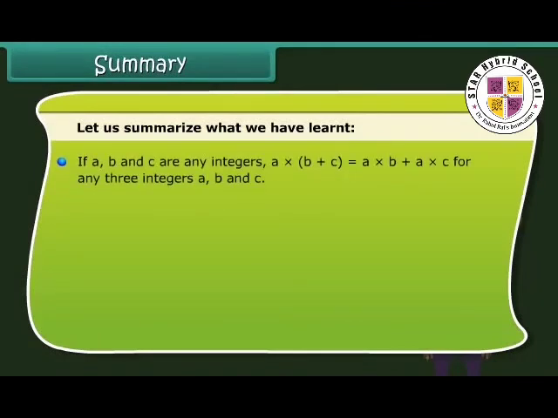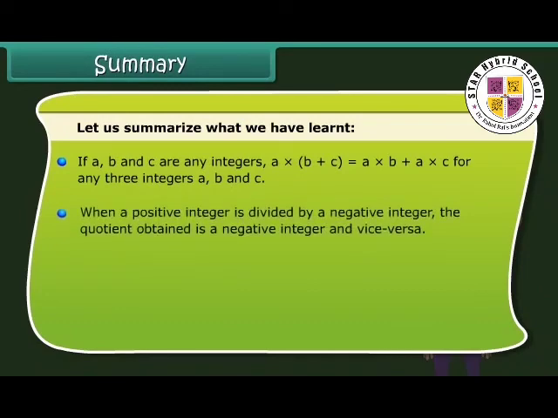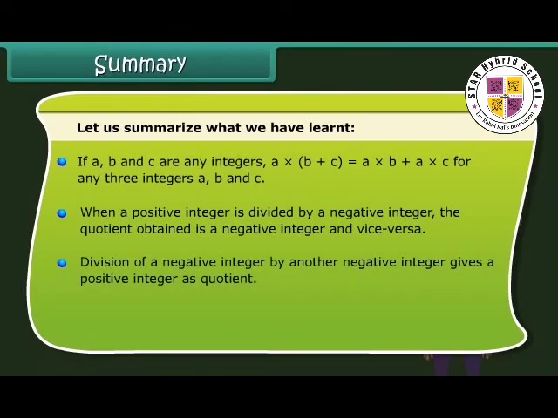If a, b and c are any integers, a into (b plus c) is equal to a into b plus a into c. When a positive integer is divided by a negative integer, the quotient obtained is a negative integer and vice versa. Division of a negative integer by another negative integer gives a positive integer as quotient. For any integer a, a divided by 0 is not defined, and a divided by 1 is equal to a.